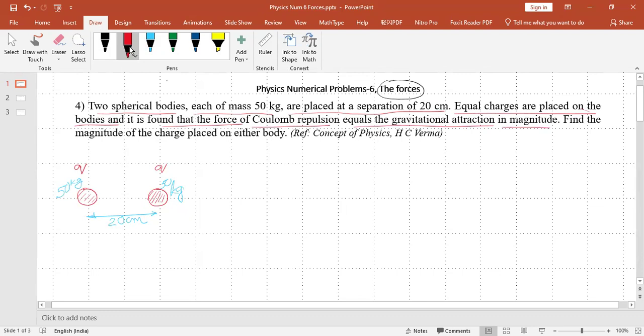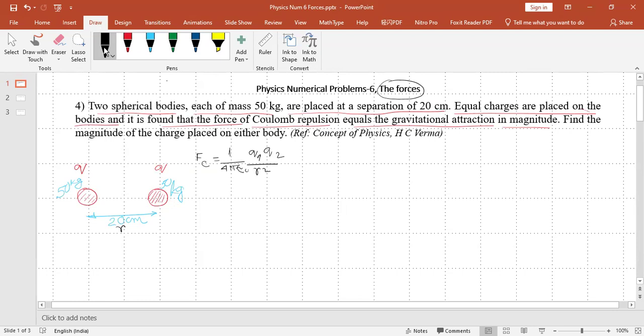That means we know that the Coulomb force is given by F equal to 1 upon 4 pi epsilon 0 into Q1 Q2 by R square, where R is the distance between them.